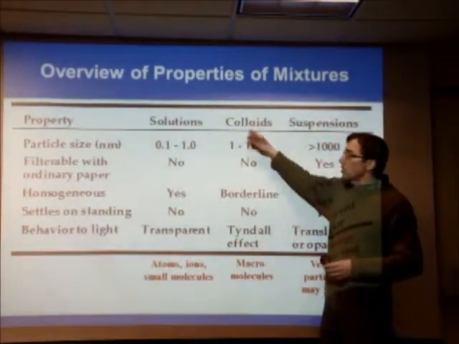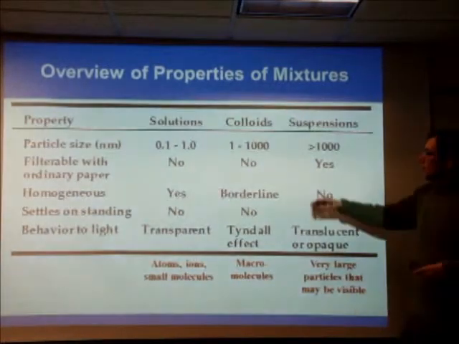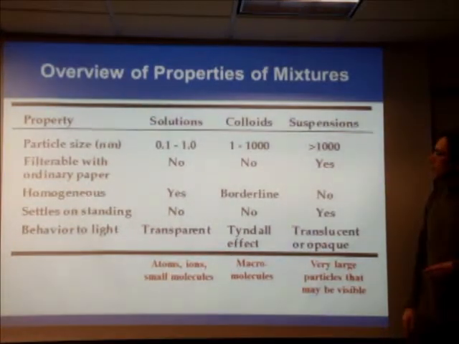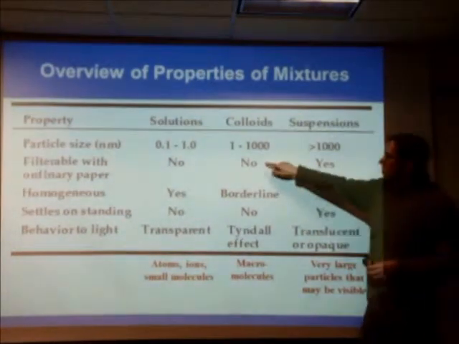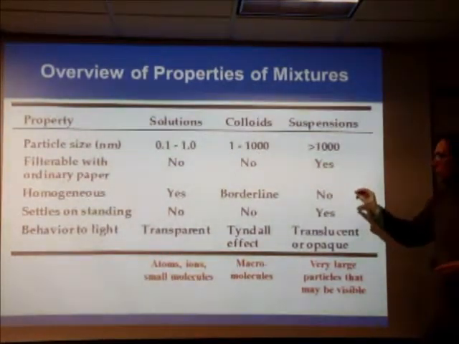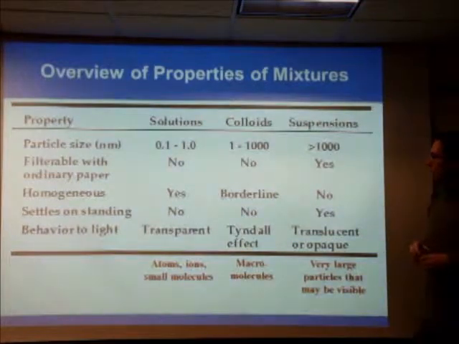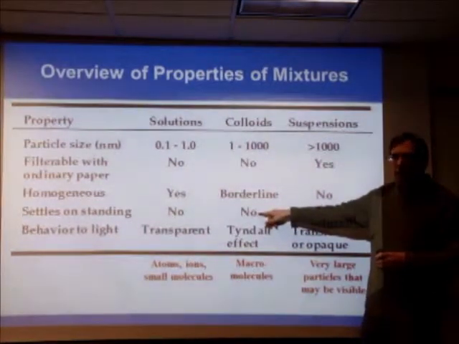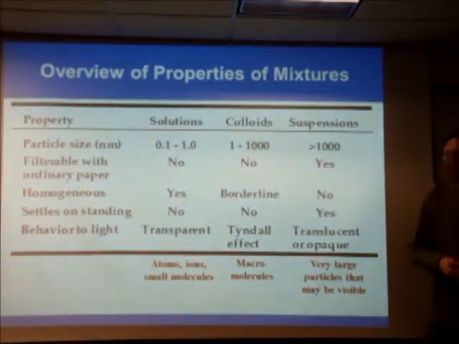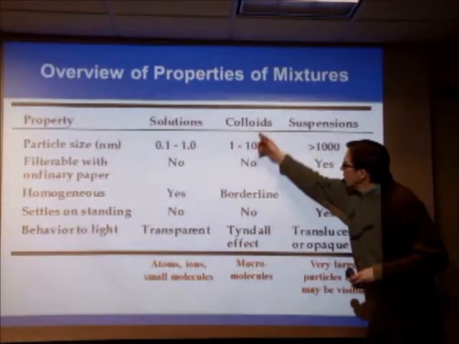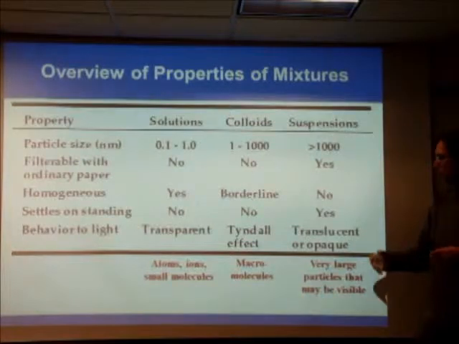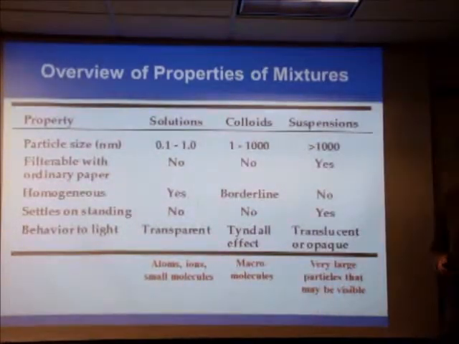Colloidal dispersions are in the middle, or colloids. These particle sizes are between 1 and 1,000 nanometers. They are still not filterable. They're borderline in terms of homogeneous solution or mixtures. They won't settle on standing. We'll talk about why that is. And they have a behavior of light called the Tyndall effect. And so the colloidal solution or dispersions would be protein mixtures, for example, very large macromolecules in solution.